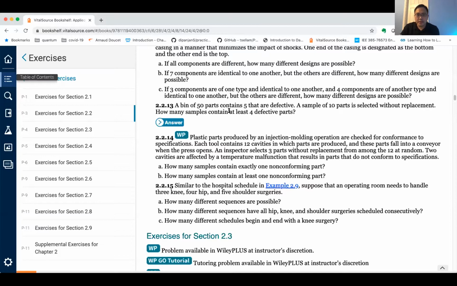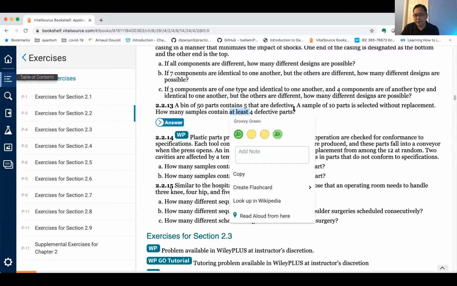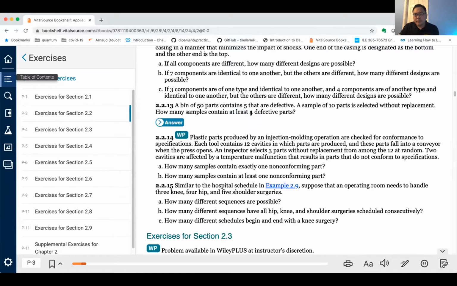A note here is at least, which means what? Okay, we know there are a total of 5 defective parts. So at least 4 defective parts means either 4 defective parts or 5 defective parts in this sample of 10 parts, right? So we list 2 cases, right? One is 4 defective parts, and the other is 5 defective parts.